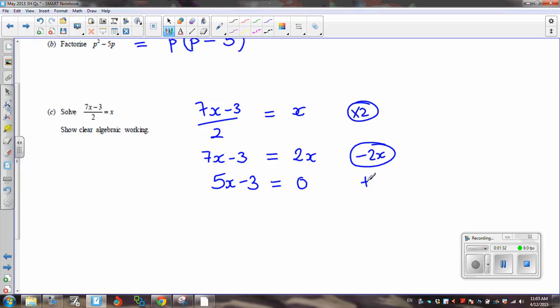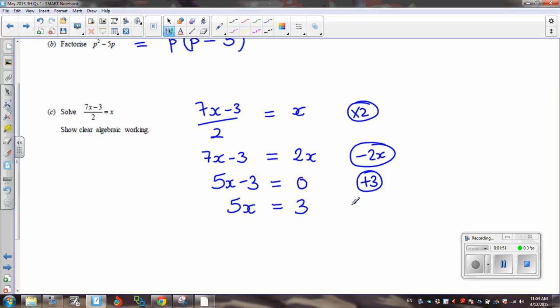Now, I'm going to move the minus 3, so to do that, I'm going to add 3 to both sides of the equation. Left-hand side, 5x take away 3, add 3. Well, again, the minus 3 and the plus 3 cancel each other out. They undo each other, and I'm left with 5x. The right-hand side is 0 plus 3, which is 3.